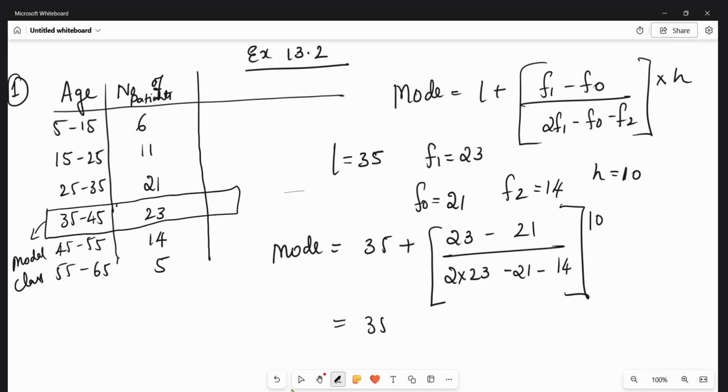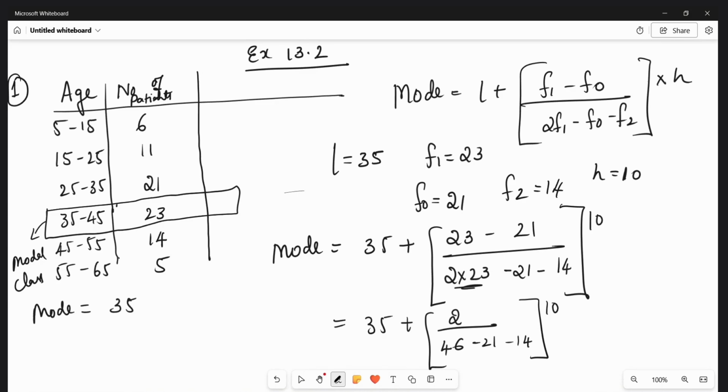So this is 35 plus, it is not into, it is plus. 23 minus 21, it is 2 divided by, you have to multiply first. So you will get 46 minus 21 minus 14 into 10. Okay. So mode is equal to 35 plus 2 into 10, 20 by 46 minus 20. Two negative numbers are there. So just add them. You will get minus 35. So 46 minus 35.